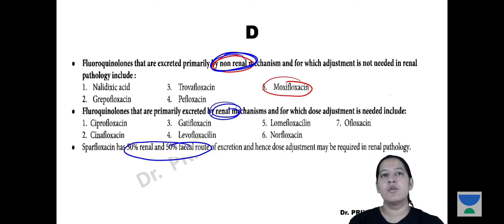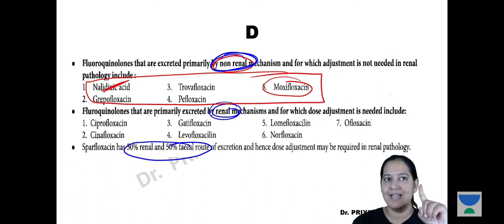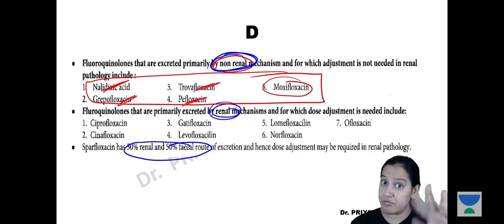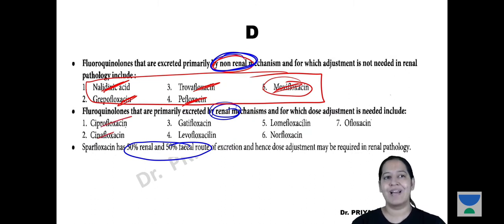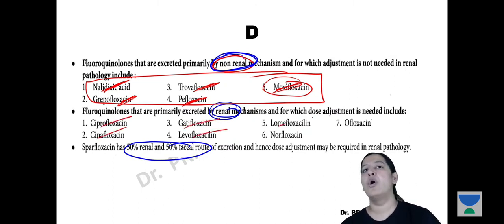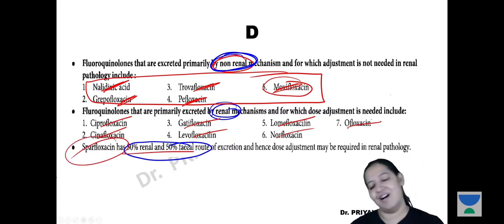In non-renal there are 5 drugs. What are the 5 drugs? Nalidixic acid, Trova, which is withdrawn, Grepa, which is withdrawn, P-flox, which causes photosensitivity, and Moxiflox, which is given in the pediatric population. These 5 are non-renal. In renal it is a big list: Cipro, Clina, Gati, Levo, Lome, Oflox, you can see. And in 50-50 only one drug is there, Sparflox. So learn it, learn it.